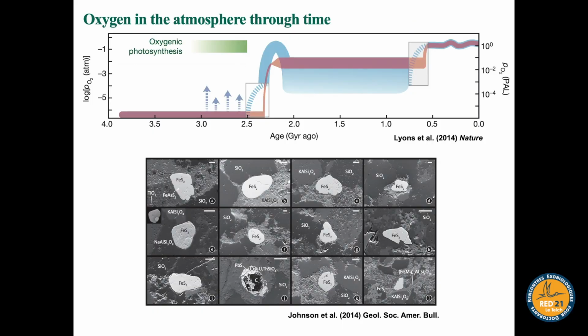What are these proxies? Here at the bottom you can see a panel of light micrographs of minerals from a sandstone that dates before the Great Oxidation Event. The white rounded grains that you see in the center of each of these micrographs are rounded pyrite grains. Now pyrite, you may be familiar with it, is an iron sulfide mineral. We often find it in organic-rich fine-grained sediments that underwent anoxic diagenesis.